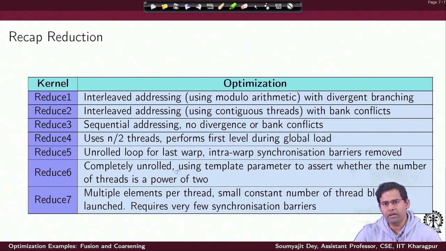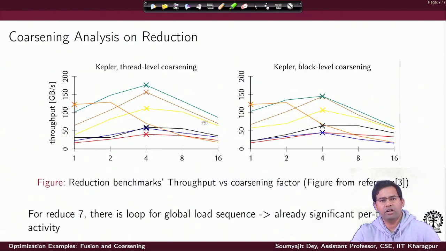Now once we do that, I hope it's clear to us that once we are able to tune that perfect occupancy just by increasing the sequential activity per thread with respect to reduce 7, further coarsening is not really going to help, because whatever is the peak parallelism to be explored is already done with reduce 7, right? So that explains this figure, which has been reported by this publication reference.